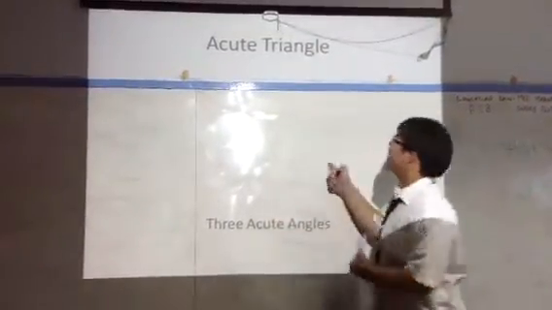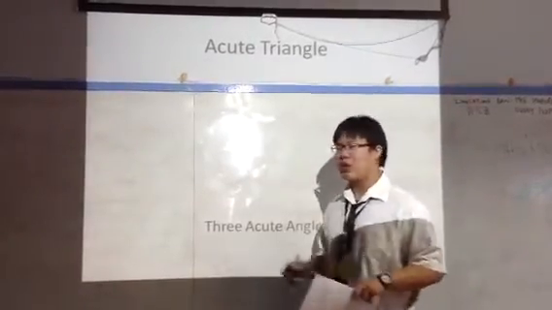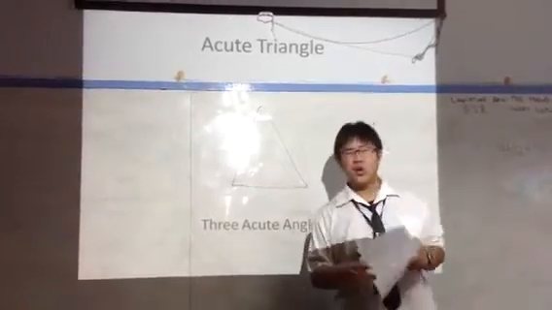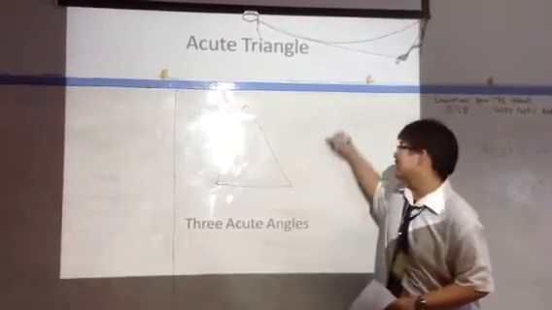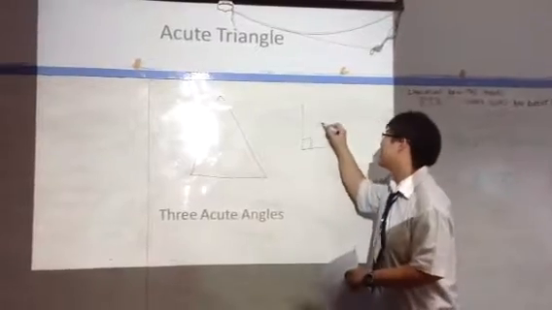Alright, an acute triangle. It has three acute angles, right? So I'm going to draw what it could look like. Could look like that. Do you know what an acute angle is? An acute angle is an angle that is less than 90. This is a 90-degree angle, a roughly drawn one.